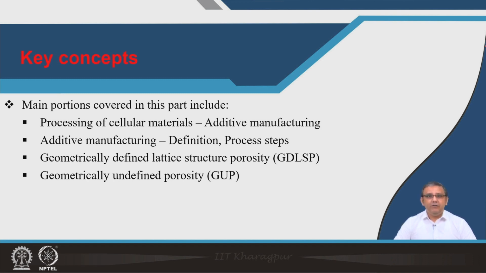In this lecture, we will discuss additive manufacturing techniques for fabricating porous materials. We will learn briefly about the various AM techniques, and also about two main topics of AM for cellular materials fabrication: one is geometrically defined lattice structure porosity or GDLSP, and the second one is geometrically undefined porosity or GUP.